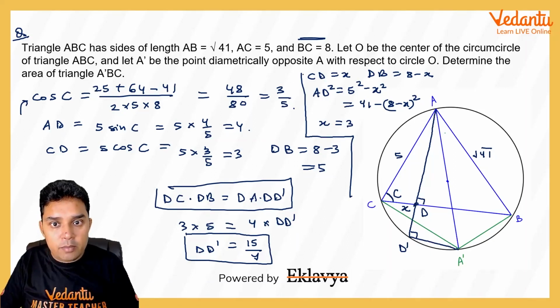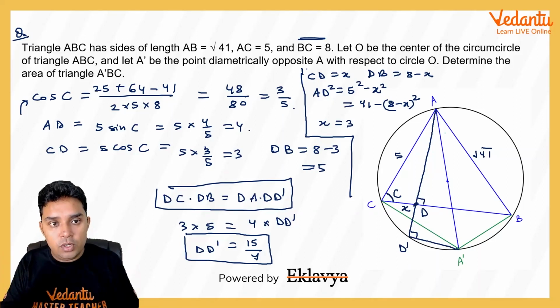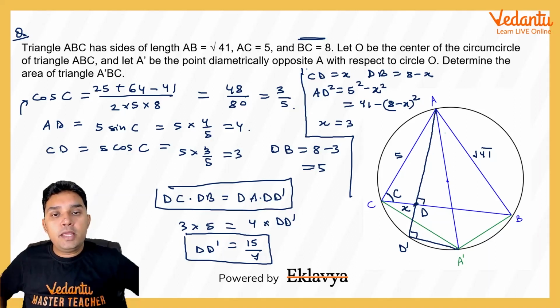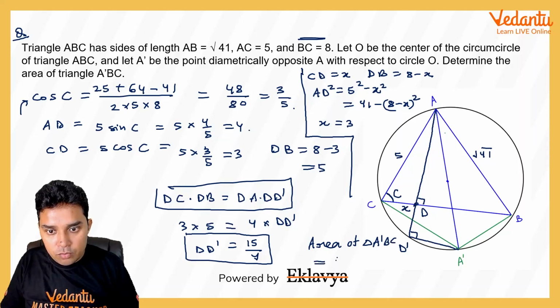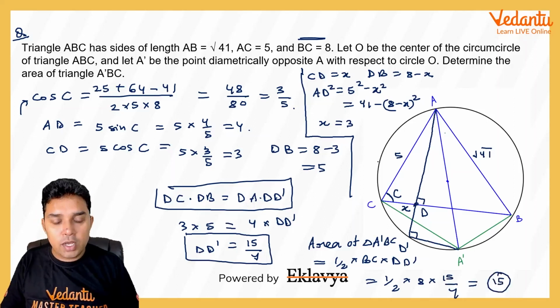Then you can do it directly by Pythagoras theorem also. In fact, cosine rule is nothing but Pythagoras theorem only. If you go into the proof of cosine rule, you will find it is always proved using the Pythagoras theorem. Now we know DD', which is the height of this triangle A'BC. So the area of triangle A'BC will be equal to 1 upon 2 into BC into this DD'. So this is 1 upon 2, BC length was 8, into 15 by 4. So the answer for this will become equal to 15. So the answer is 15. Okay.